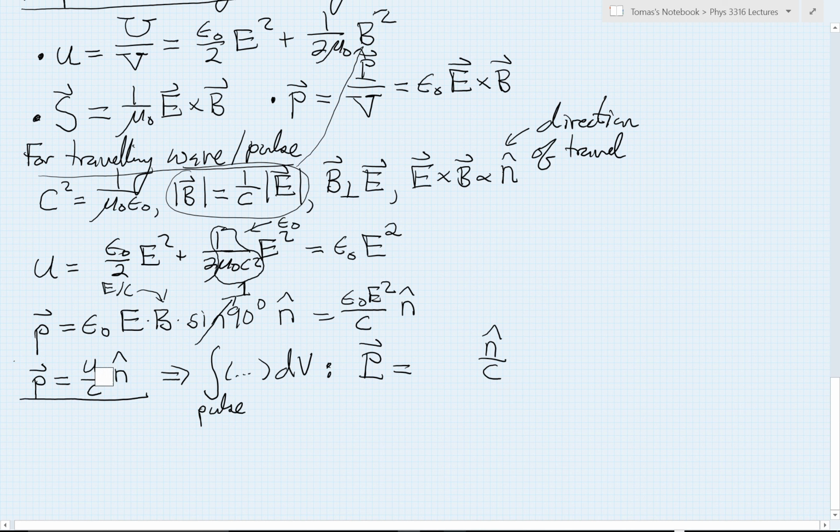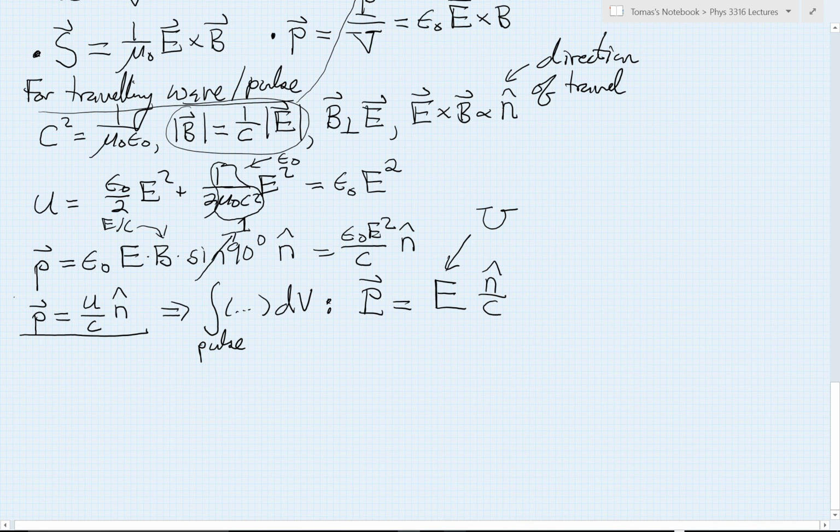And then what I'm left with is the integral over the energy density, which of course has to give me the total energy in my pulse. That's what I've been calling capital U. I'm going to call it E here for energy, just because that's the way people usually write the formula we are about to derive.